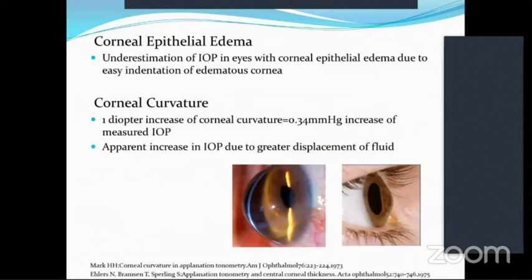GAT underestimates intraocular pressure in eyes with corneal epithelial edema, as it is easier to indent edematous cornea. Steeper the corneal curvature, more indentation of cornea is required. This results in greater displacement of fluid, thus causing an apparent increase in intraocular pressure. So 1 diopter increase of corneal curvature leads to 0.34 millimeter increase of measured IOP.